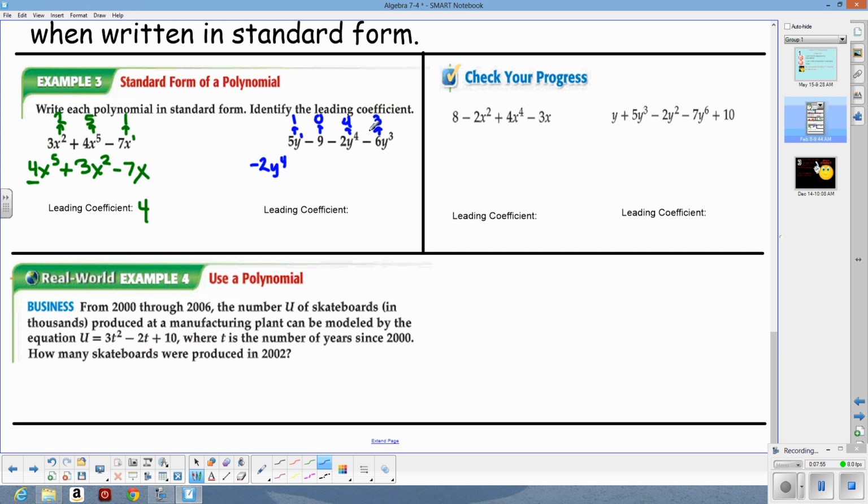Then minus 6y to the 3rd. Plus, since this is positive, plus 5y minus 9. The leading coefficient is the coefficient of the term with the greatest degree, so the leading coefficient is going to be negative 2.